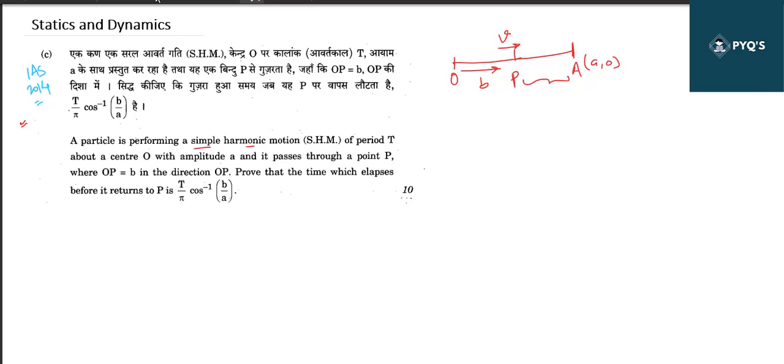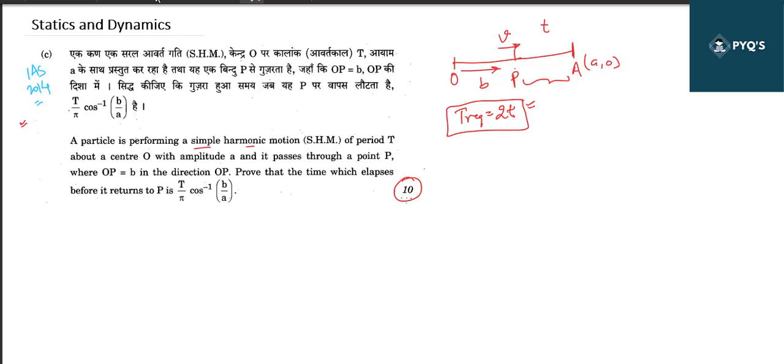So the particle goes from P to A, then comes back from A to P. So let the time to go from P to A be t, then the total time T required is equal to 2 times t. So this is what we'll do. We'll find how much time the particle will take going from P to A. It is a 10-mark question.